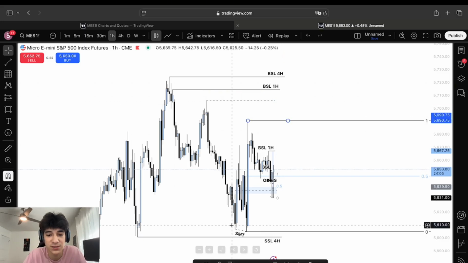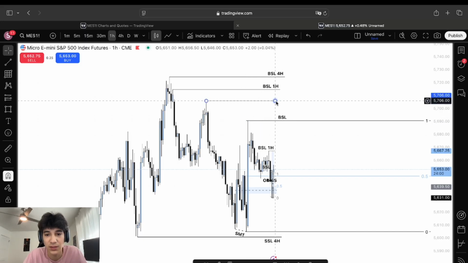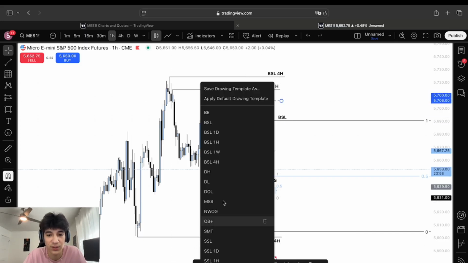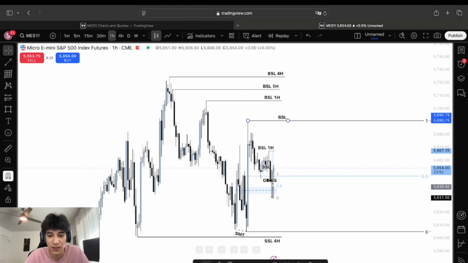So we have a lot of stuff that we can use as liquidity, right? Or as a kind of magnet for price wanting to reach over there. So we have all this liquidity to the top, and then I was looking at the bottom.